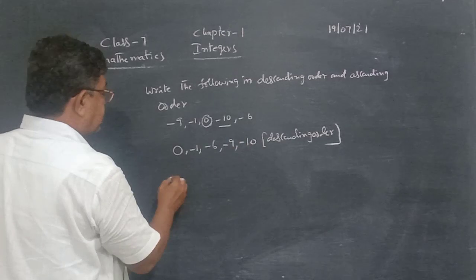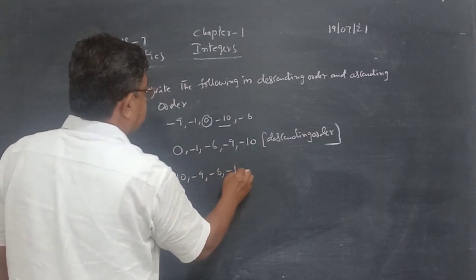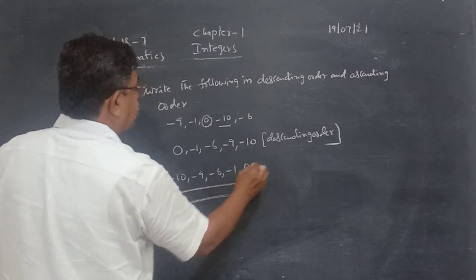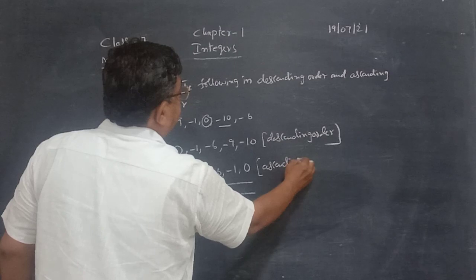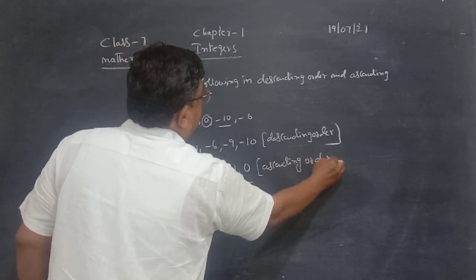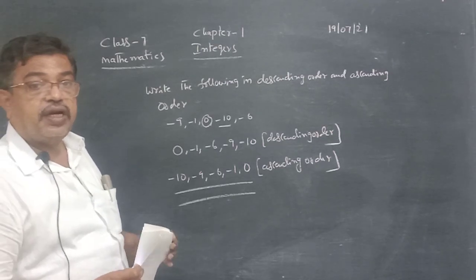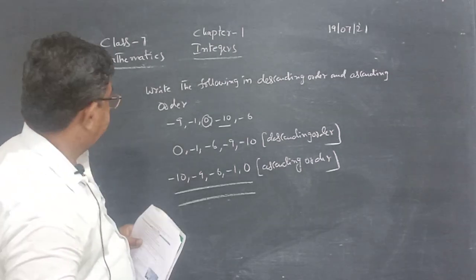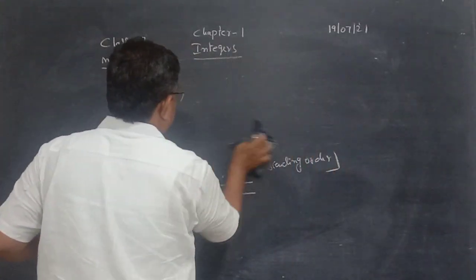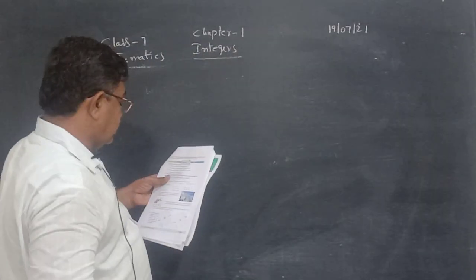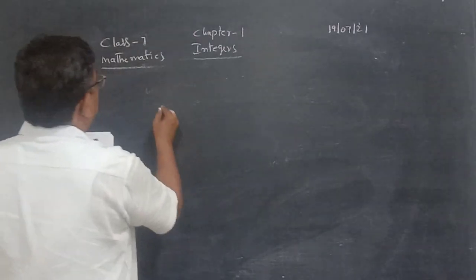Now you can write them in ascending order. Minus 10, minus 9, minus 6, minus 1, 0. This represents ascending order. So greater number to smaller number is descending order. Smaller number to greater number is ascending order. You can practice the rest. Now we are going to do some more additions.